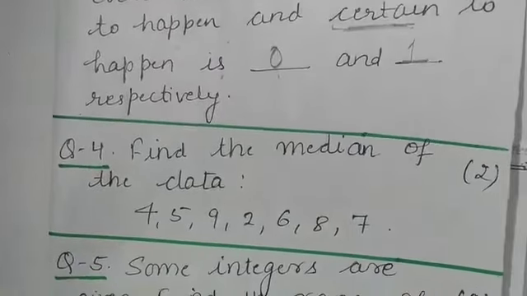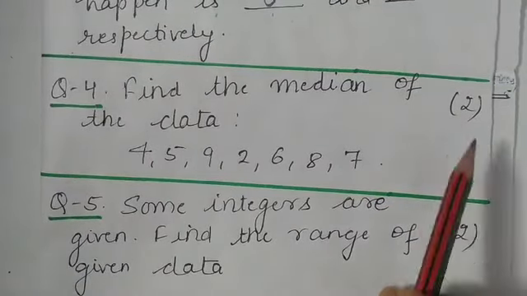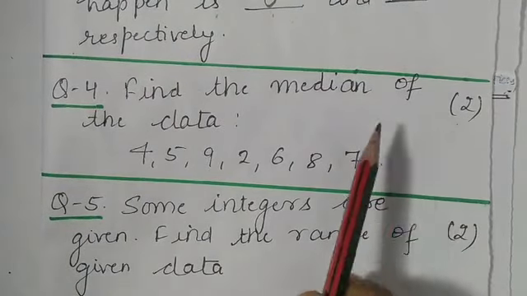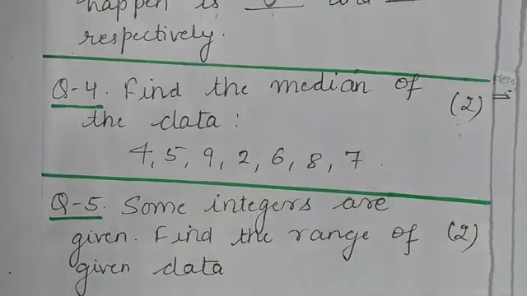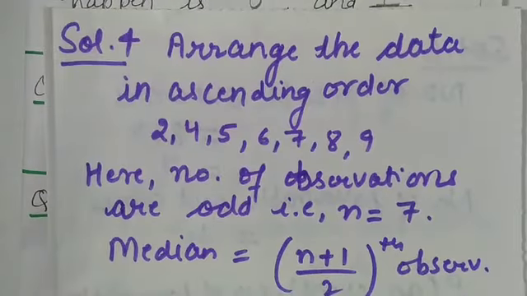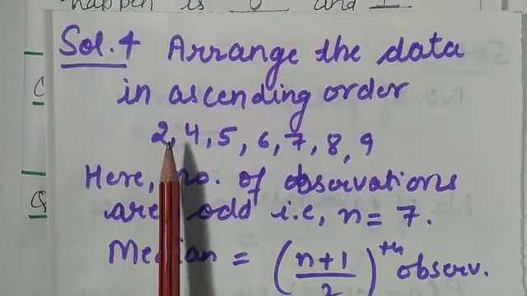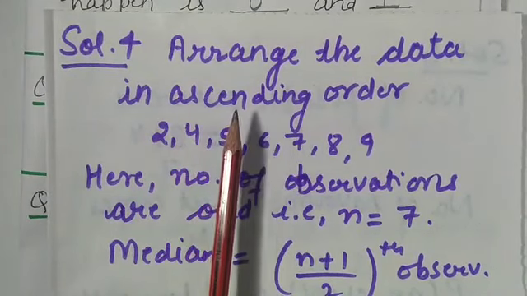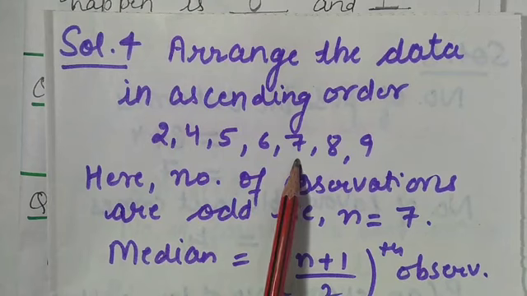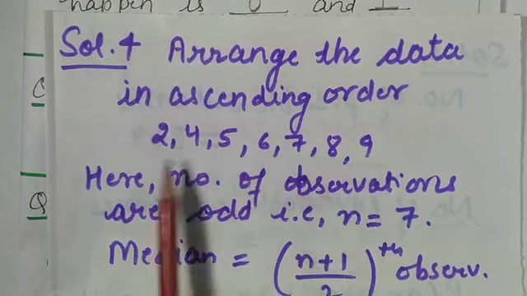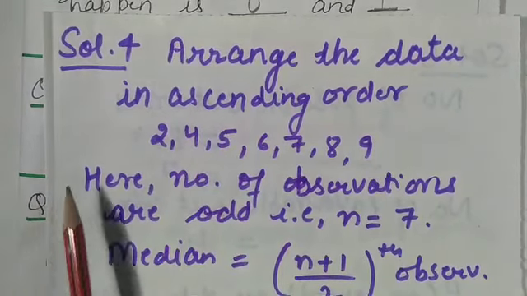Now come to question number 4. Question number 4 is, find the median of the data, and this is of 2 marks. So you have to write each and every step in finding the median. So let us discuss the solution of question number 4. We have to find the median. So just recall the steps of how to find the median. First, we have to arrange the data in ascending order. So I have arranged this in ascending order, from smaller to the larger one.